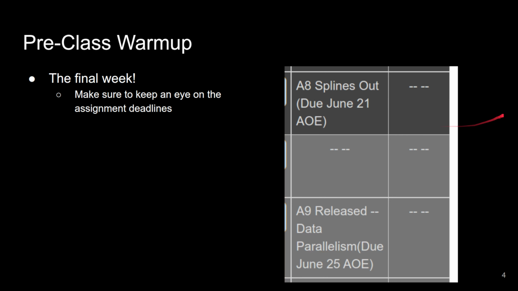Okay, so again, the final week, just a reminder on the schedule here, just to pay extra attention on our warm-up, that A9 doing the image processing in parallel is due June 25th. And then, of course, today the spline assignment is out. Lots of folks have been working hard on that, which has been nice, and hopefully those were fun ones to put together and refactor a little bit, as we wrap up this course.